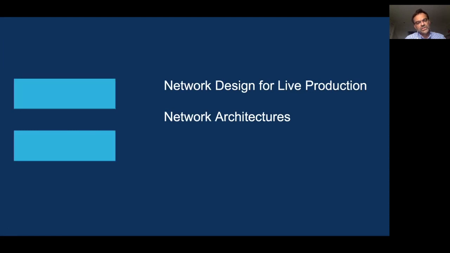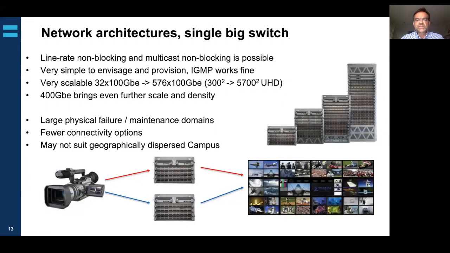What about network architecture? Now we've understood some of the basics of multicast and layer 2 and layer 3. How do we build this into good 2110 network architectures? So the simplest thing to do is two big switches, a red one and a blue one, or an amber one and a blue one, whatever you want to call it.